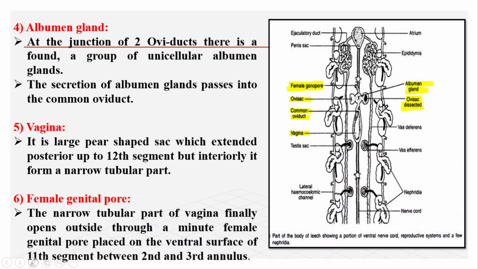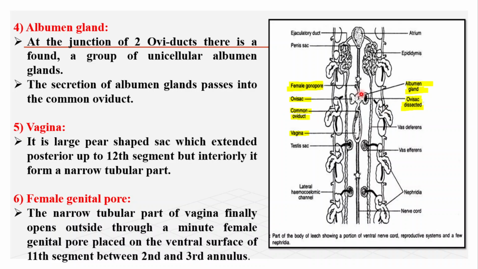So I think now you will get all these structures easily here. See, I have highlighted these structures here. So this is the female gonopore, which is present on ventral side on the 11th segment. This is ovisac. A pair of ovisac is present in the 11th segment here.